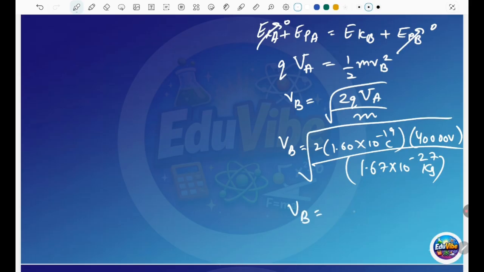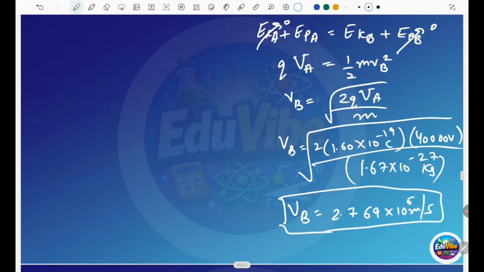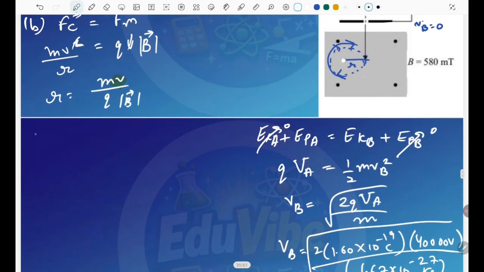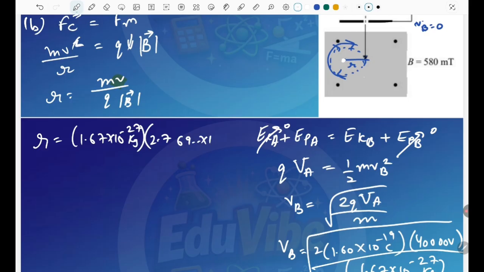So from here, we find VB is about 2.769 times 10 raised to power 6 meters per second. This is a non-rounded value, and we have to use that value. So we put that v in this. The mass of the proton is again 1.67 times 10 raised to power minus 27 kg, and the speed is 2.769 times 10 raised to power 6 meters per second, divided by q.